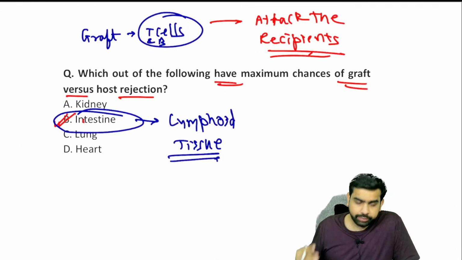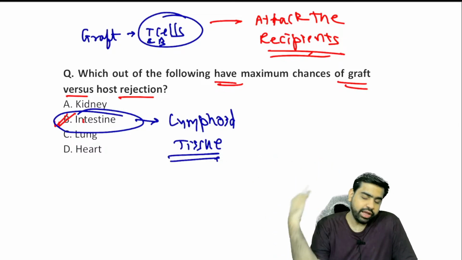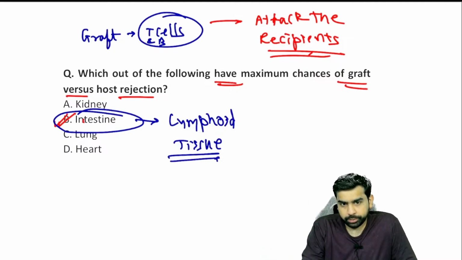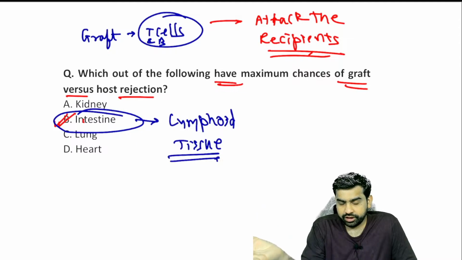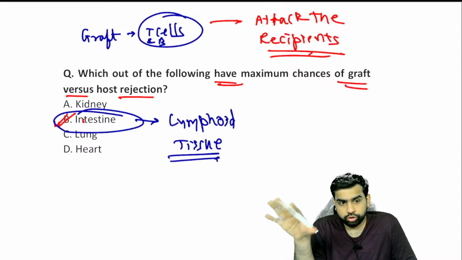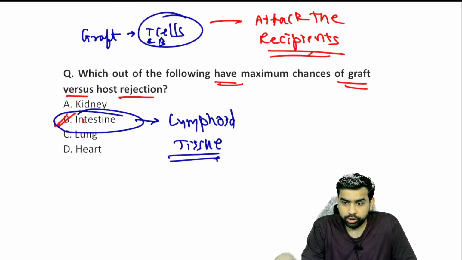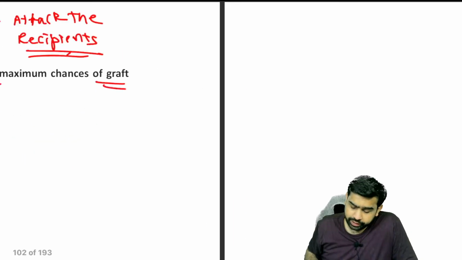That is, the T and B cells of the graft start attacking the recipient. Why? Because the recipients are immunosuppressed. So these T and B cells can attack the recipients, and the management of that is to reduce the immunosuppression. The dose of the immunosuppressive agents has to be reduced in order to manage this graft versus host rejection. Okay, understood?